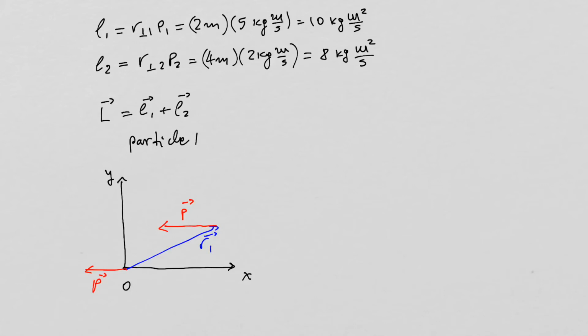The right-hand rule states that if I place the fingers of my right hand along the direction of R and rotate the fingers towards P, then the thumb of my right hand is going to point in the direction of the resultant angular momentum vector. So the angular momentum vector is going to be along the positive z-axis coming out of the page towards us. This means that when I'm calculating the total angular momentum of the system, I'm going to take the value of the angular momentum of particle 1 with a positive sign.